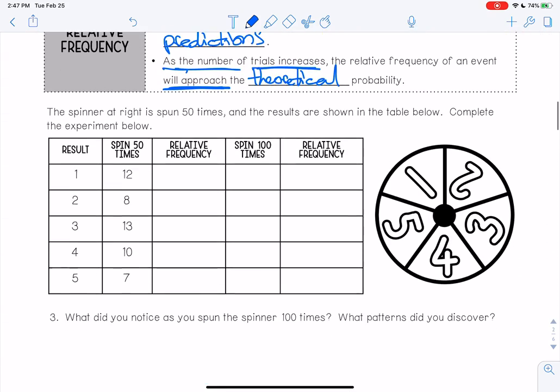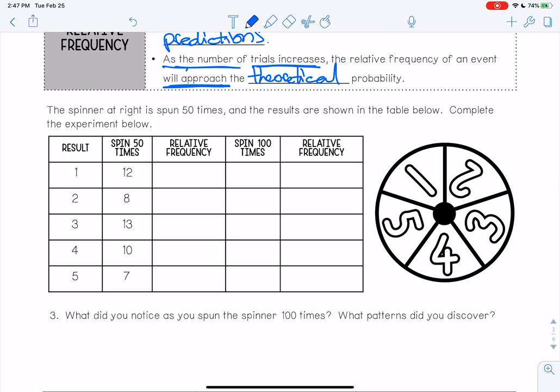All right, so the spinner at the right is spun 50 times and the results are shown in the table below. Complete the experiment below. So we have here the results. For the number 1, they had 12. So that's going to be 12 out of 50, right? For the number 2, it's 8 out of 50. 3 is 13 out of 50. 4 is 10 out of 50. And 5 was 7 times out of 50.